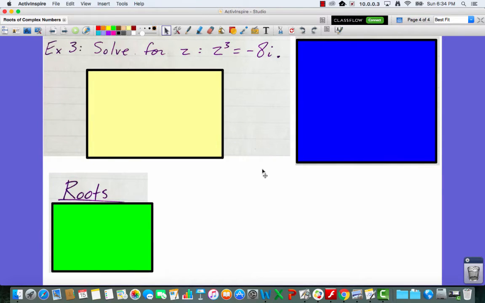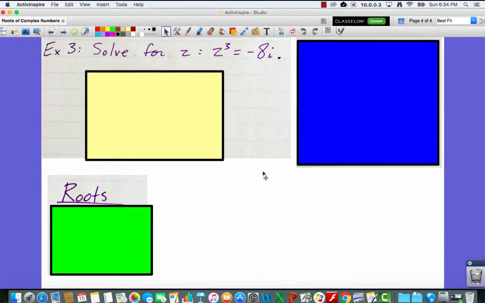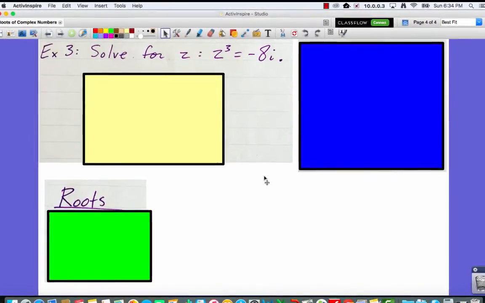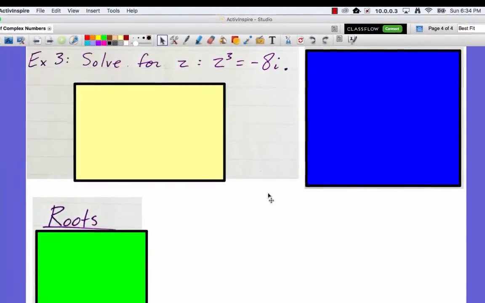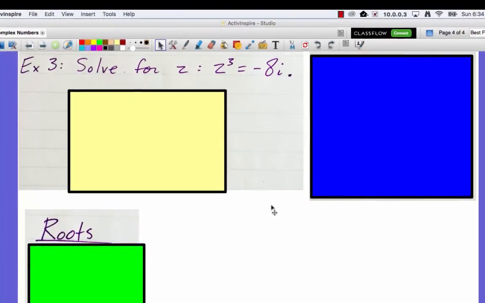Alright, here we go with example 3. It's a little bit tougher. It's going to involve a little bit of a tweak to our way of thinking and a little bit trickier algebra, but it's mainly the same. Solve for z when z cubed equals negative 8i.